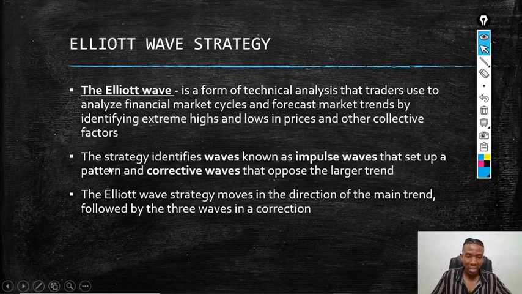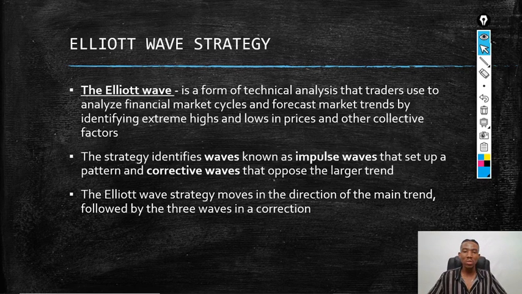So this strategy identifies waves known as impulse waves that set up a pattern, and corrective waves that oppose the larger trend. The Elliott Wave strategy moves in the direction of the main trend, followed by three waves in a correction. Meaning that in order to understand the Elliott Wave strategy, you must know what the main trend is. The main trend of the Elliott Wave strategy would be bullish, meaning an uptrend. The main trend is an uptrend. Let's go to the next slide.